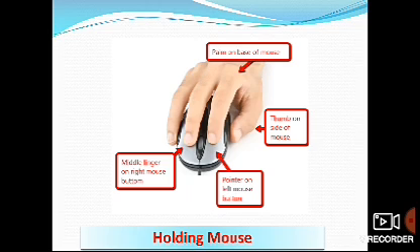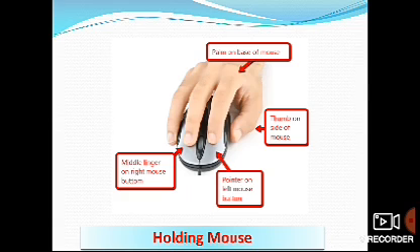First, you have to position the mouse on the right side of the keyboard. Always place the mouse on the right side of the keyboard. Then place your right hand index finger, it should be your right hand, not your left hand. The index finger is the first finger after the thumb. Place it on the left button of the mouse. See on your screen.